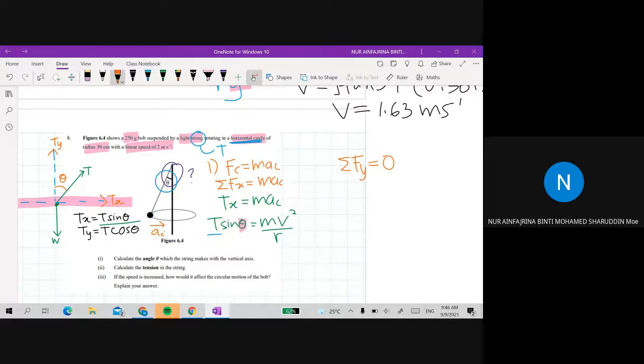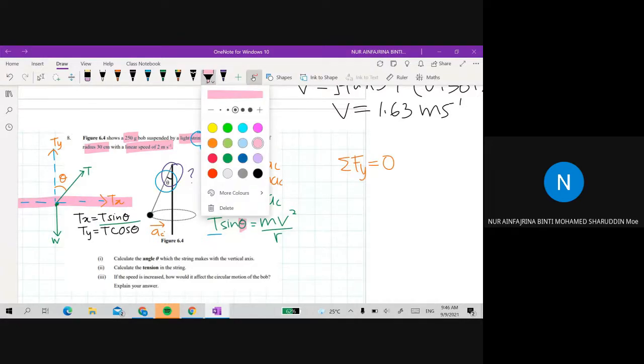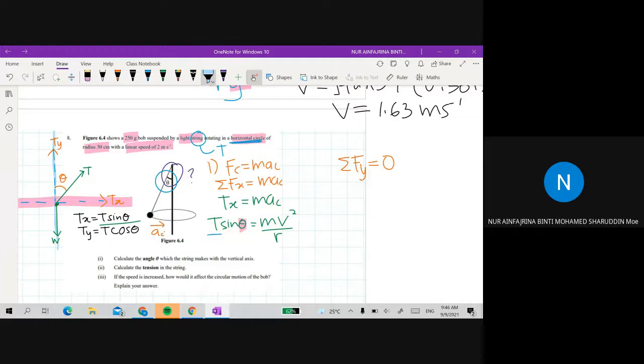So now Y component, forces yang berada dekat Y component adalah TY dengan weight. Okay, dia akan ada TY and weight. So Ty minus weight equals to 0. Ty is tension in Y component. And bila kita resolve tension in Y component, kita akan dapat T cos theta equals to mg. Alright, so this is the first equation and this is the second equation.